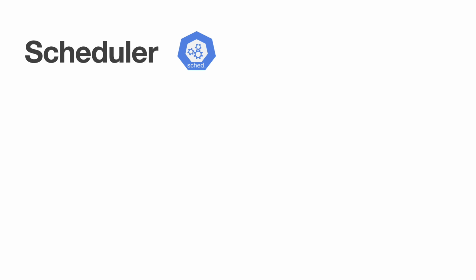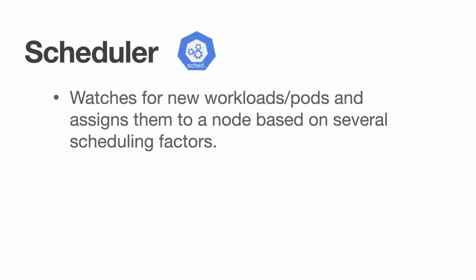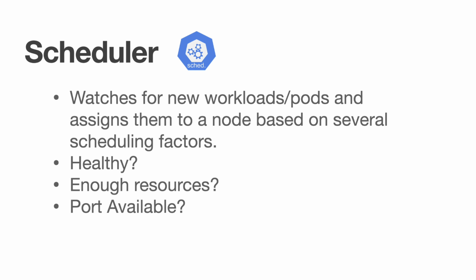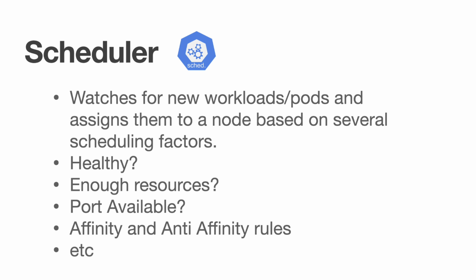So the scheduler watches for new workloads, pods, and assigns them to a node based on several scheduling factors. Is the node healthy? Does it have enough resources? Is the port available? Affinity and anti-affinity rules, and other important factors. So you can see that it's a really important component.